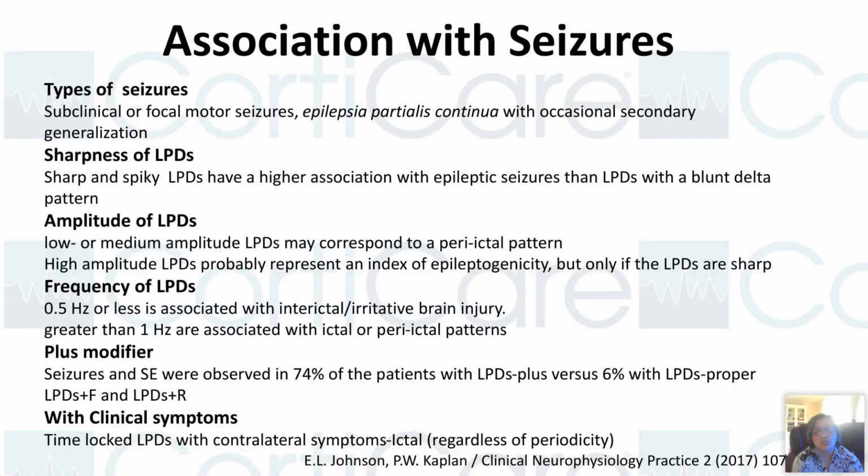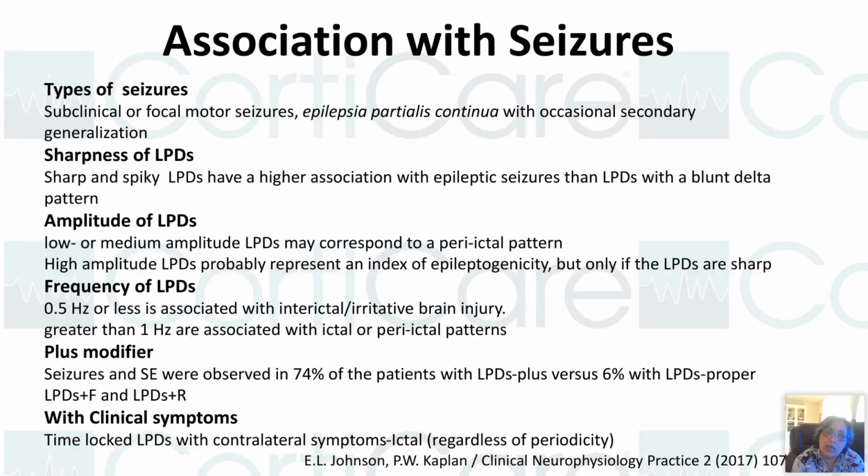What's their association with seizures? First of all, what kind of seizures are there when we see LPDs in a patient? The seizures can be subclinical, can be focal motor, epilepsia partialis continua with occasional secondary generalization. Sharpness of the LPDs has a big role in defining whether the pattern is ictal or not ictal. So sharp or spiky LPDs have higher association with epileptic seizures compared to LPDs which are blunt.